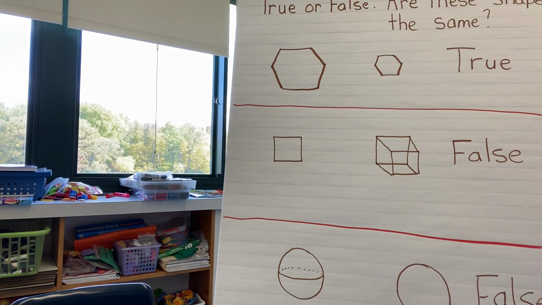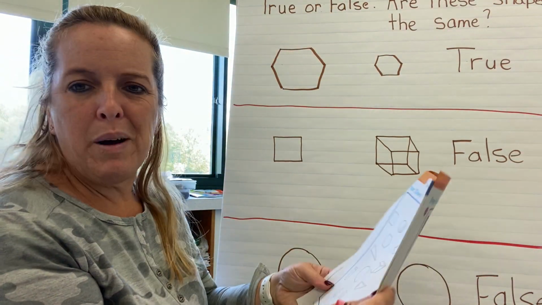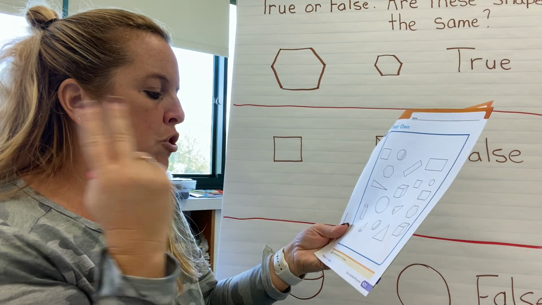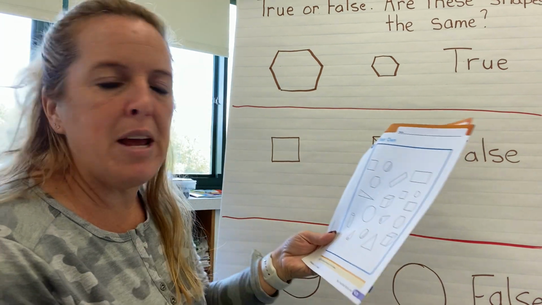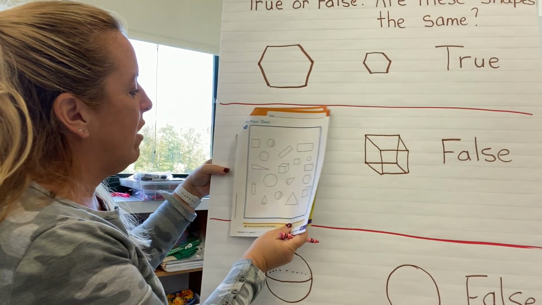All right, I've got a pink crayon and I'm gonna get ready to color what? What did it say we had to color? Well, I'm gonna go back and read it. Color the 2D or the flat shapes. All right, so you're gonna tell me to color or not color.